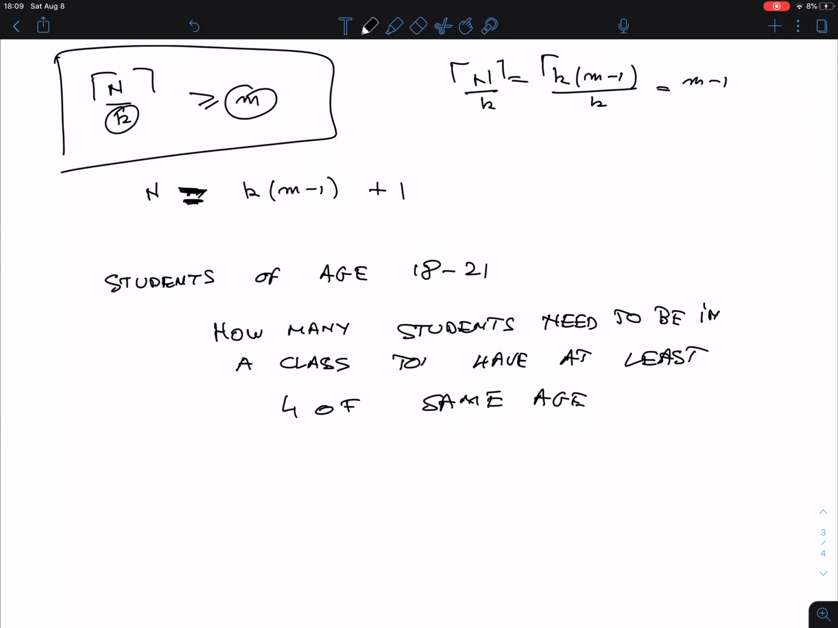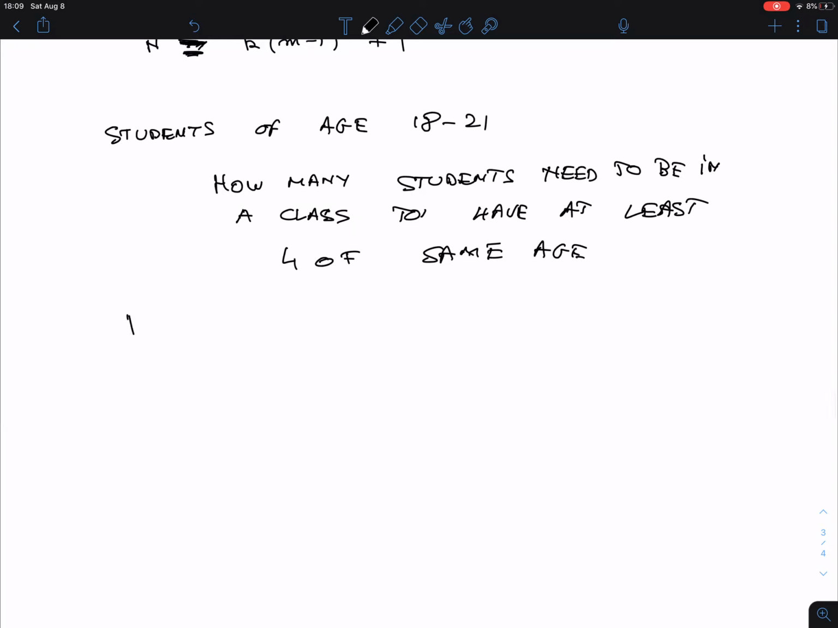Okay, so let's solve this. Again, what are the pigeons here? Well, the pigeons are the students. Sorry, pigeons are noble animals. Well, they're smart because they know how to get back home. Pigeons are the students. What are the holes here?